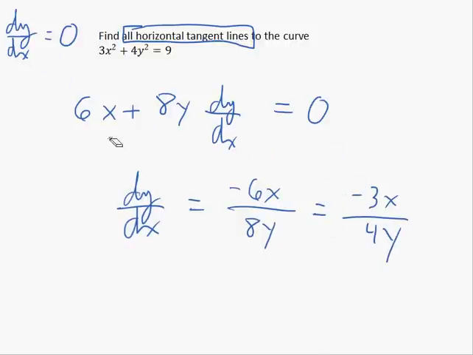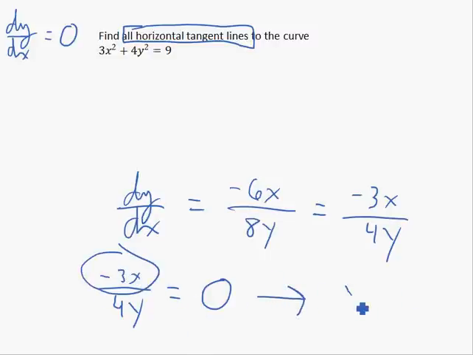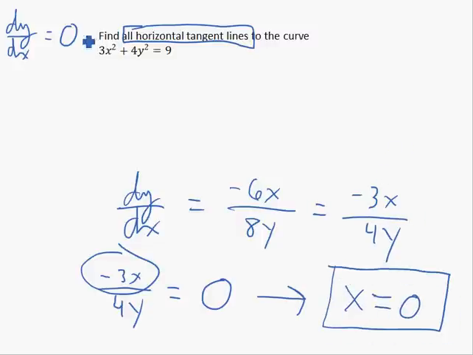Now we want to find all tangent lines that are horizontal, and that means find all tangent lines where the derivative is 0. So I'm going to take my derivative equation, which was negative 3x over 4y, and ask myself, where is that thing 0? It's going to turn out that a fraction is only 0 if the numerator is 0, and negative 3x is 0 when x is 0. Okay? So when x is 0, the derivative is going to be 0, which means there's going to be a horizontal tangent. Now we have to find the tangent lines at those points.